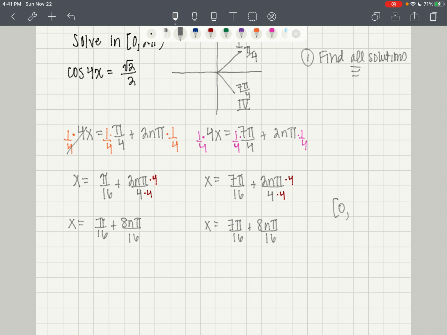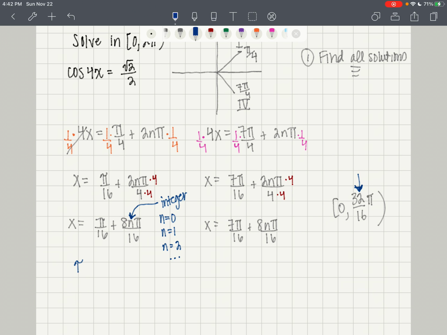Now, I want the solutions between 0 and 2 pi. So I need the solutions between 0 and 32 pi over 16. So I'm going to recall that n is an integer. And I'm going to start with n equals 0, then n equals 1, then n equals 2. And I'm going to keep going until I exceed 2 pi, and then I know that I'm done.